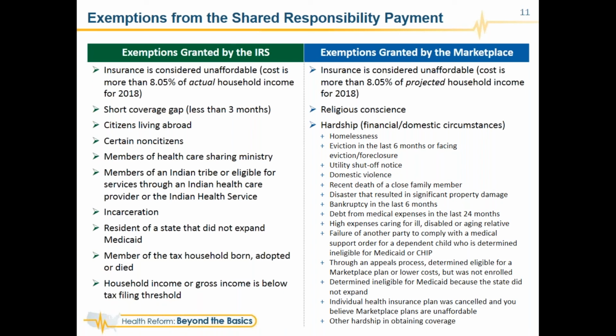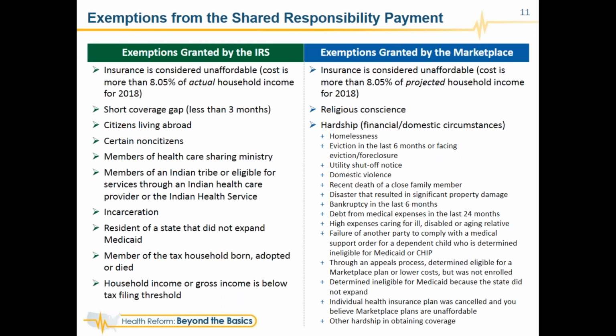Many of these people will fall into other kinds of exemptions, but this includes a variety of personal hardships, life hardships: homelessness, eviction, getting a utility shut-off notice, domestic violence. You can go through that list, and people have encountered some really serious life events. They're often covered here, and there's an option to file as other hardship in obtaining coverage.